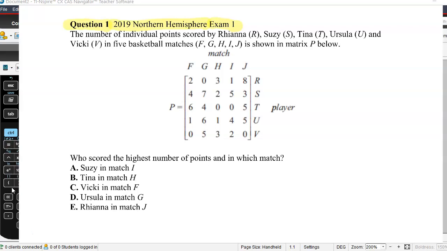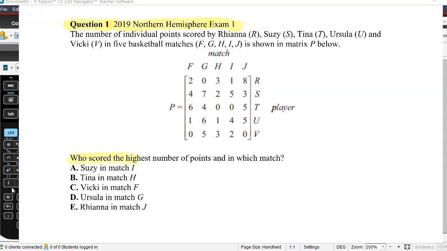Okay, so you can see we've got matrix P here. So these are the games, these are the players. So this is Rihanna. In match F, she scored 2 points. In match G, she scored none. In match H, she scored 3. In match I, she scored 1. In match J, she scored 8. That's how we can read that.